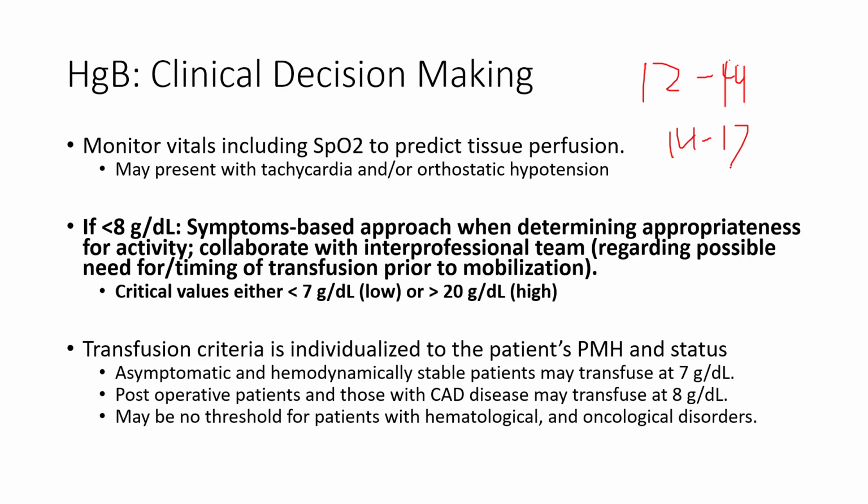I included in the notes just things that you might want to think about working with based on the old guidelines. But again, systems-based approach, reason through it, factor in other information. For example, for patients with certain hematological and oncological disorders, there may actually not be a threshold for that patient. So again, it's a little bit more nuanced approaching these lab values than we had in the past.